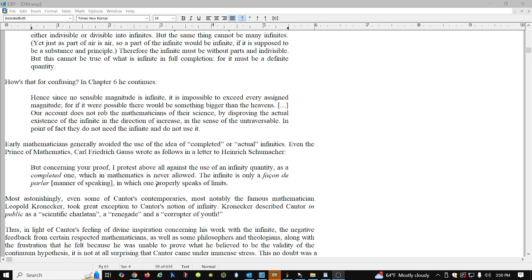Kronecker described Cantor in public as a scientific charlatan, a renegade, and get this one, a corrupter of youth. So maybe I should have posted a sign at the beginning of this lecture that this was only for people over 21. I don't know.